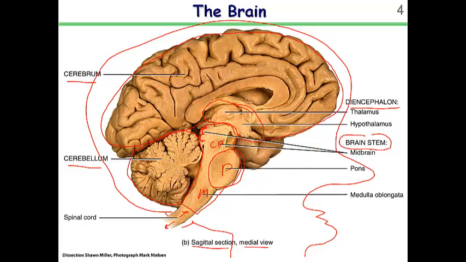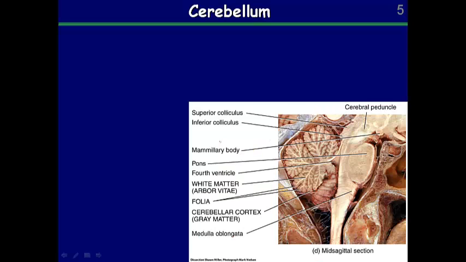Always try to use your directional terminology when you're studying the brain. It'll help. For example, the cerebrum is kind of superior. The cerebellum is posterior to the brainstem. The diencephalon is superior to the brainstem. So use your directional terminology. The next video is going to talk about the next major portion of the brain, which is the cerebellum.